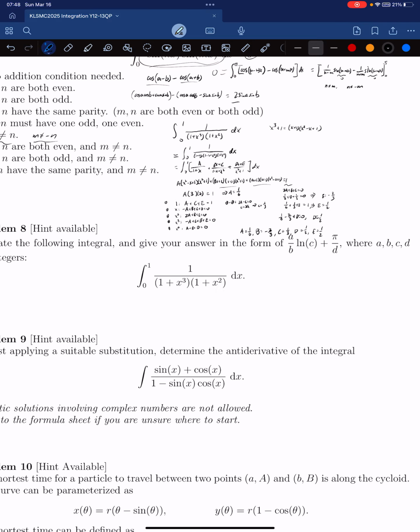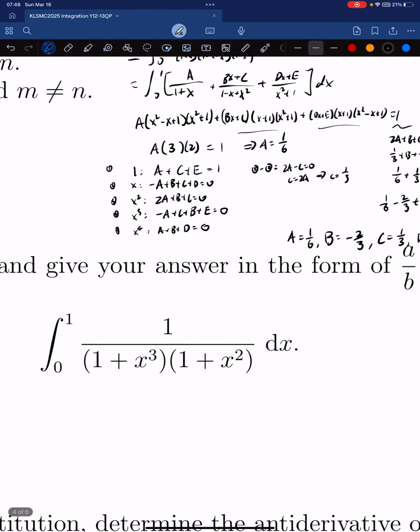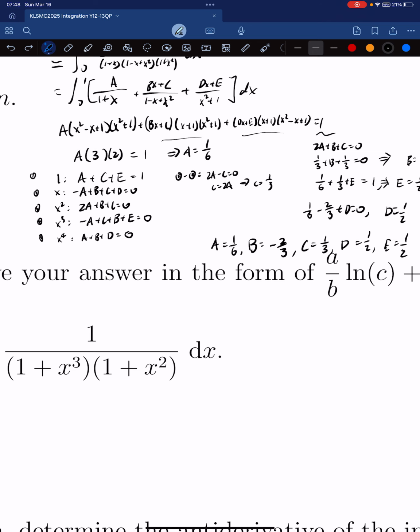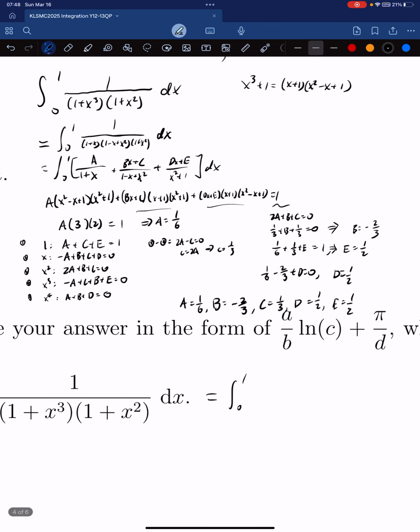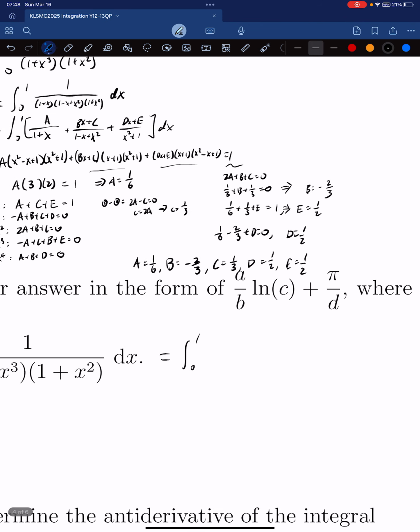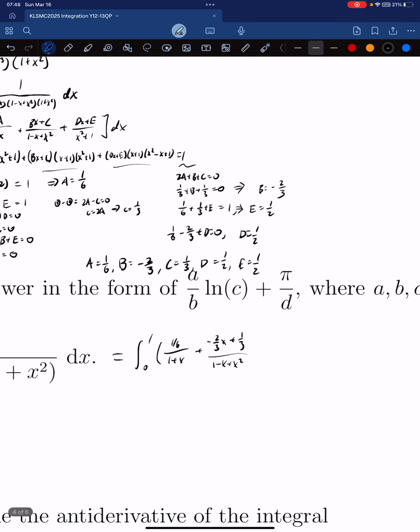Okay. So now we rewrite our function to be equal to the integration of, substituting in our values, 1 over 6 over 1 plus x, plus negative 2 over 3 x plus 1 over 3 over 1 minus x plus x squared, plus half x plus half over 1 plus x squared, dx.